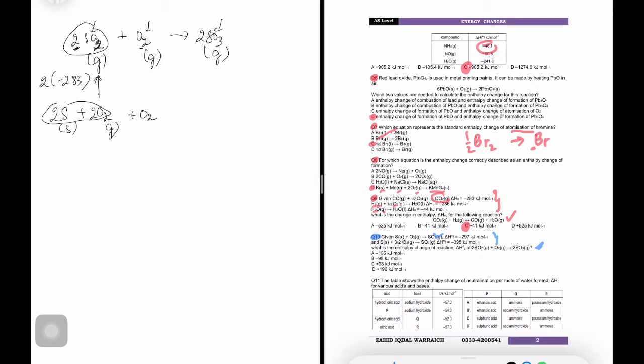We also see that from sulfur and oxygen, we can form 2 molecules of SO3 as well, and that process is represented in the second reaction. The energy involved in this process is minus 395.